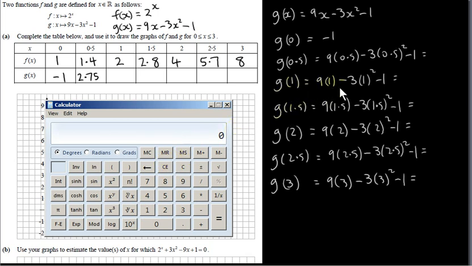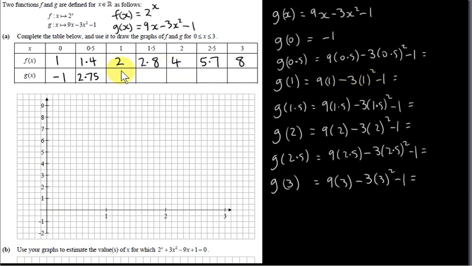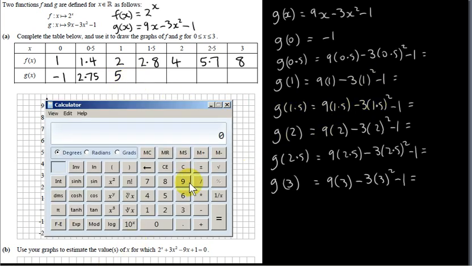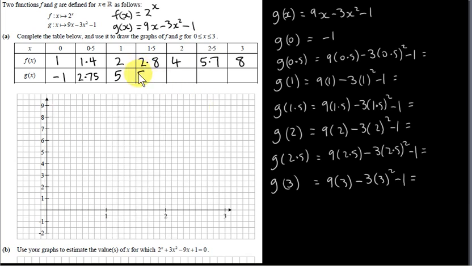To get g of 1, we have 9 times 1 minus 3 times 1 minus 1. Well, that's just 9 minus 3, which is 6. 6 minus 1 is 5. What about g of 1.5? We have 9 times 1.5 minus 3 times 1.5 squared minus 1. That's 5.75. I have decided to write down the values of g of x to one decimal place.